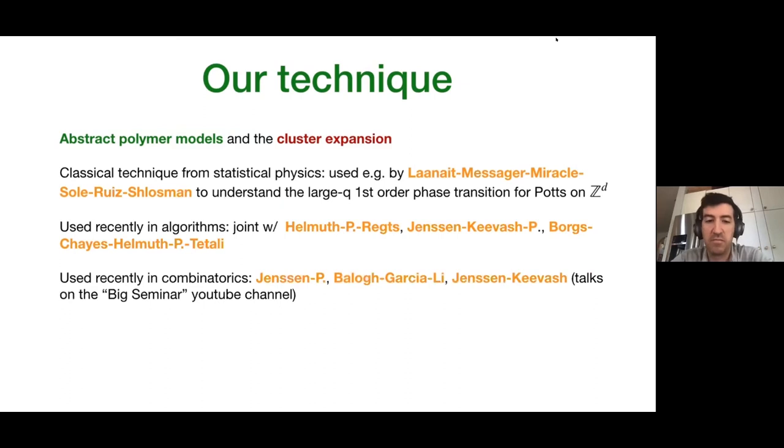And probably more interesting for this audience is that you can use these tools in combinatorics. So Matthew and I have a paper on independent sets in the hypercube. Balogh, Garcia, and Li have a nice paper on independent sets in the middle two layers. Matthew and Peter Keevash just posted a paper. So this technique, I think, is very versatile and has lots of applications in combinatorics. In particular, I think two of our talks, my talk and Robert Balog's talk, were in the big seminar for this combinatorial and geometric lab.